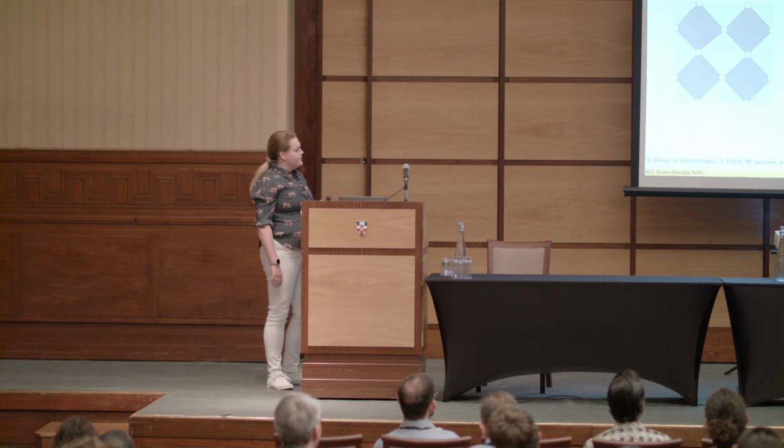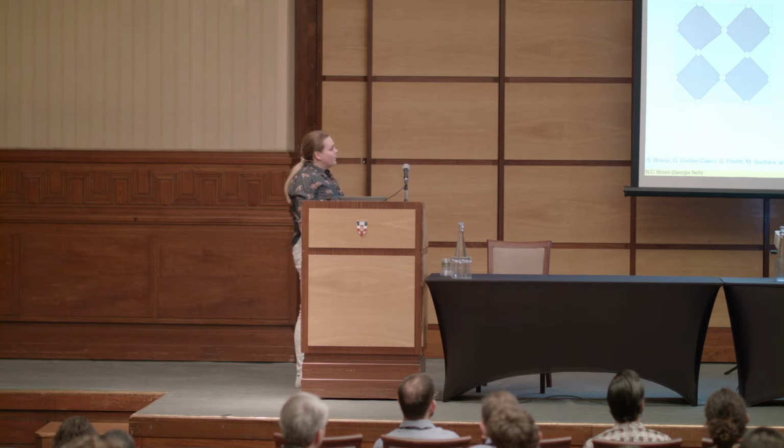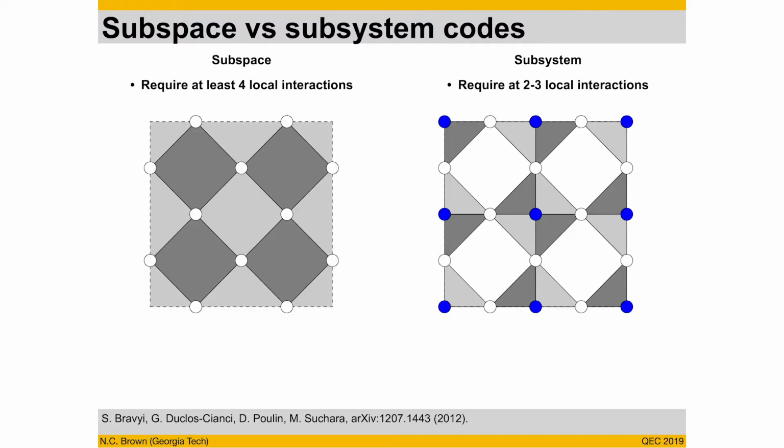So we're going to take the same qubits as before, and we're going to add a few more, and we're going to split up what were weight 4 stabilizers into weight 6 stabilizers that are split into 2 weight 3 gauges. So now, instead of having these 4 local interactions, we now only have 3.